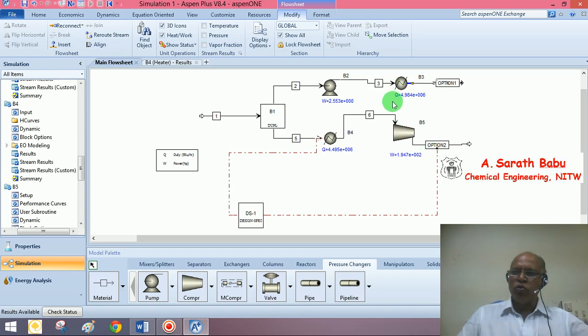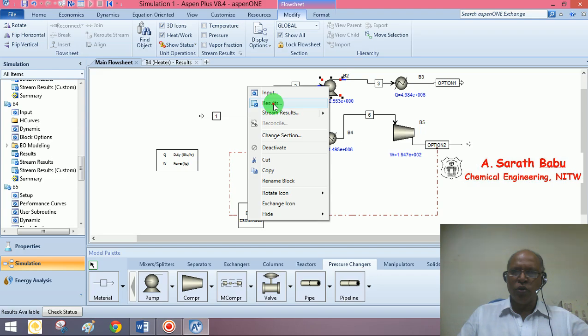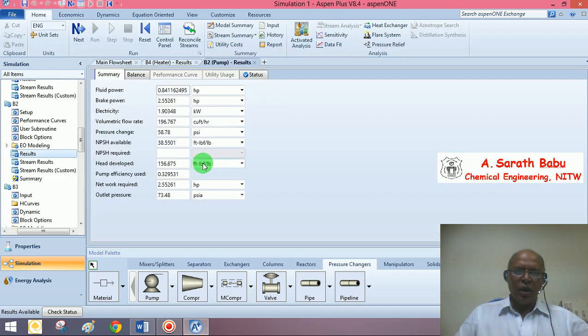Now, which of these two options are you going to prefer? How do we compare which one is going to be better? Now, the work requirements and the heat requirements are actually given here. Because we are following the English unit system, if you want, you can look into the results. Now let me change. This is about 1.90348 kilowatts.